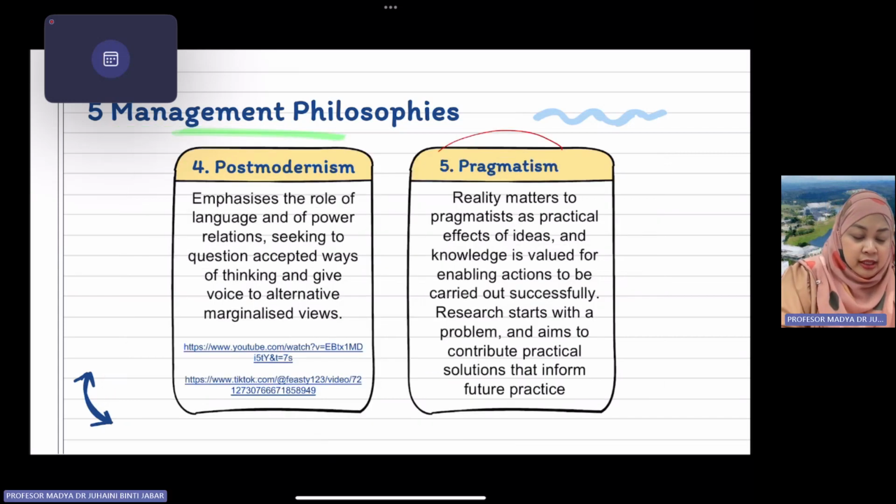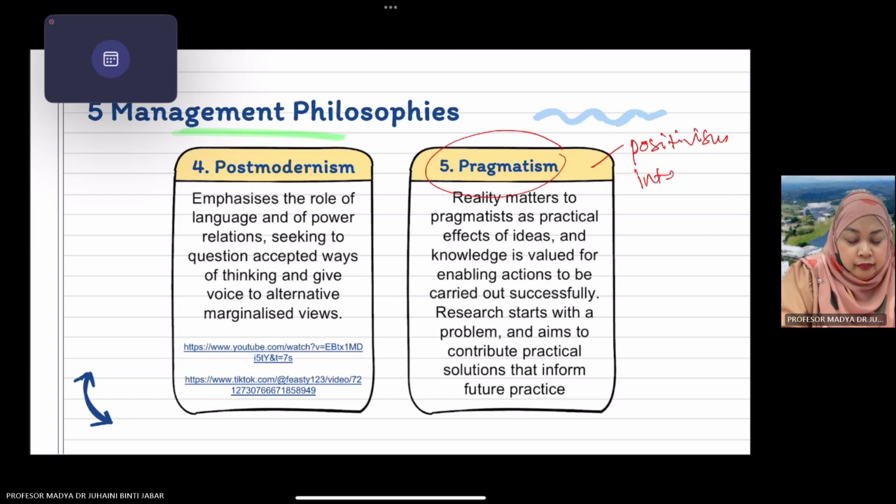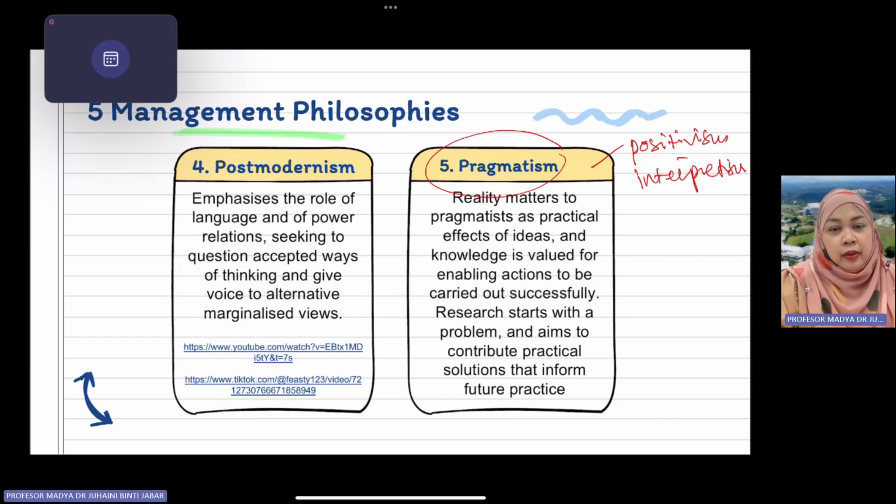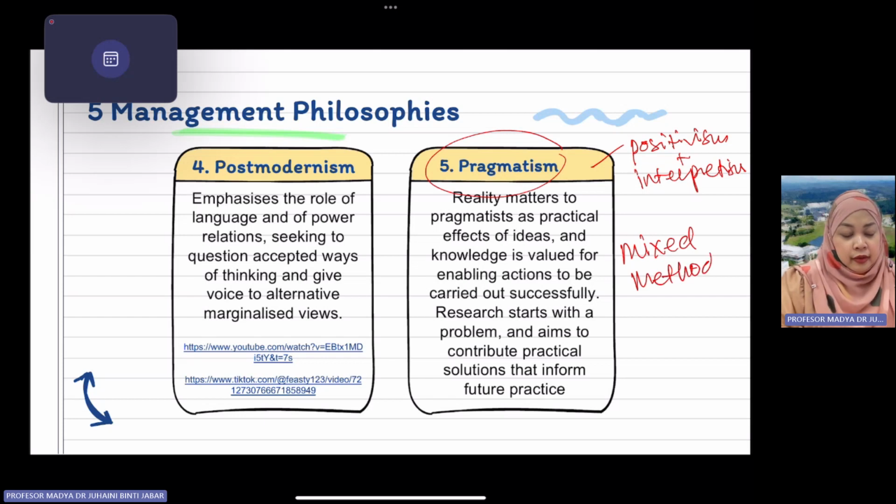In terms of pragmatism, it is more on the reality of a pragmatist. So this is a combination of positivism and also interpretivism. Usually it is where researchers do mixed methods, so they will use this type of philosophy.